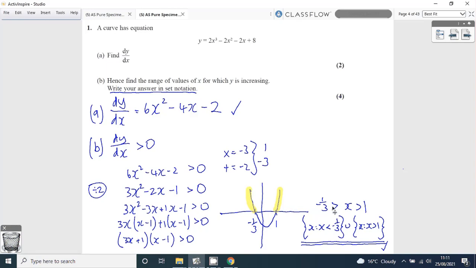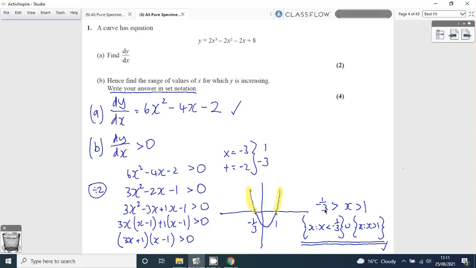So if you were writing that in normal inequality format, it would be where x is greater than 1 and x is less than minus a third. Although I wouldn't have written it like this, I would have written it as 2 separate sets of points. So my final answer, if it had not been asking for set notation, would have been x is less than minus a third and x is greater than 1. So I would never have written it like this.